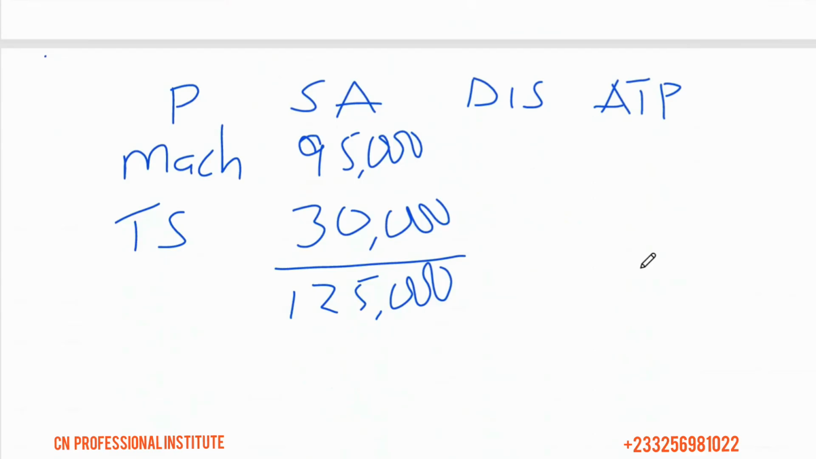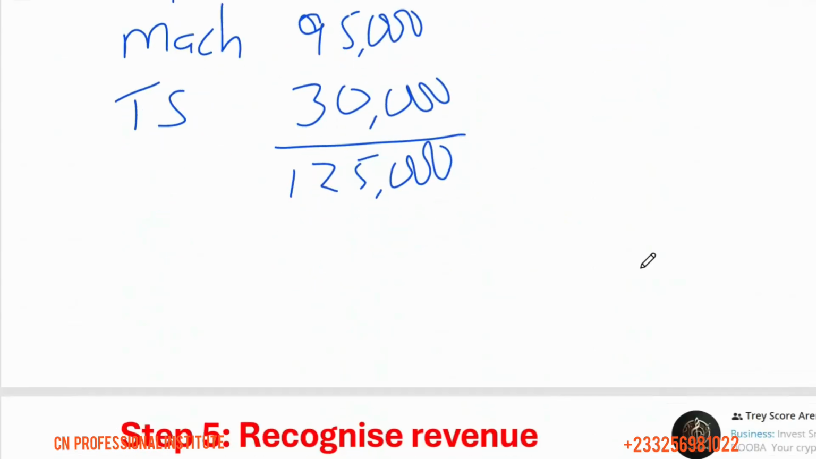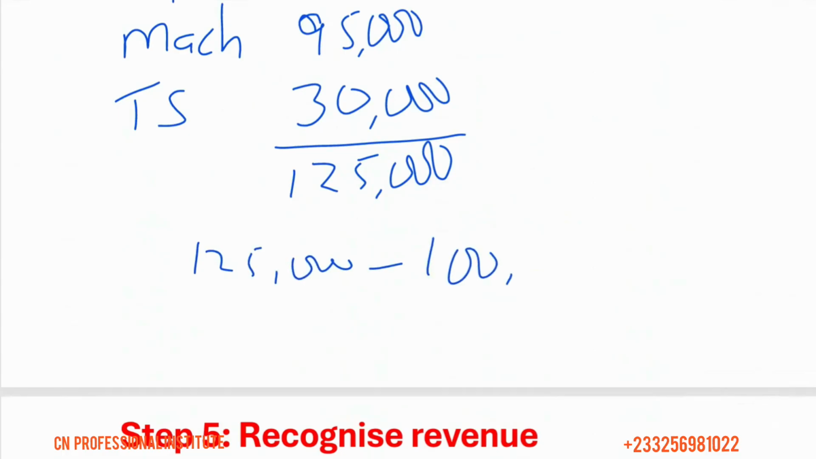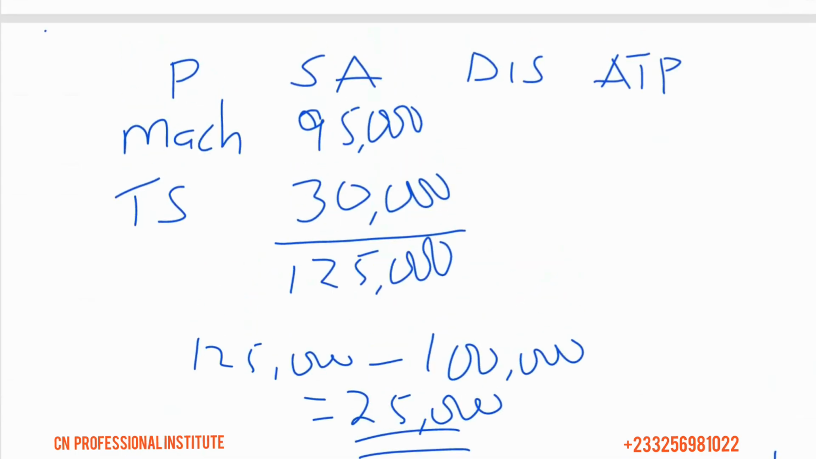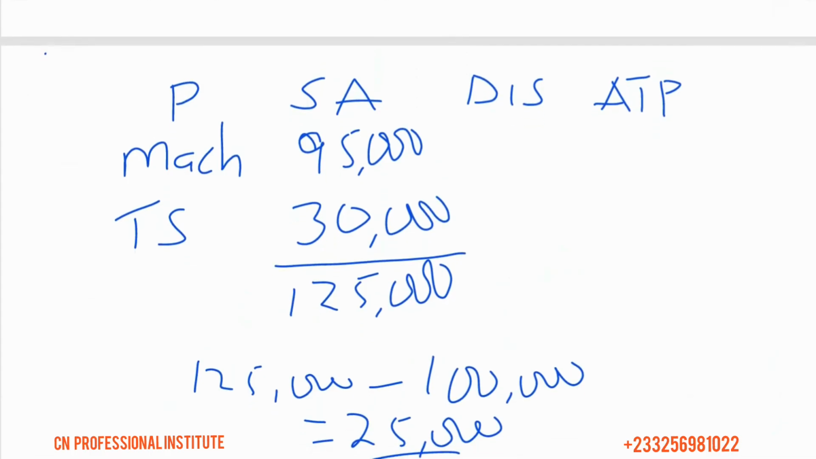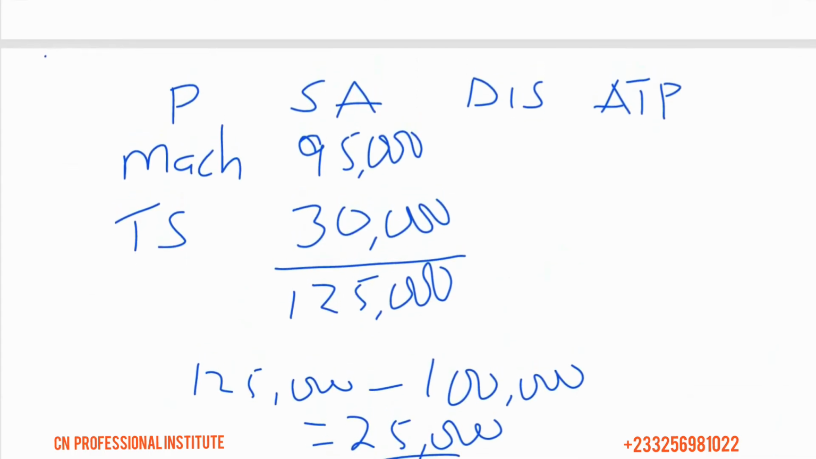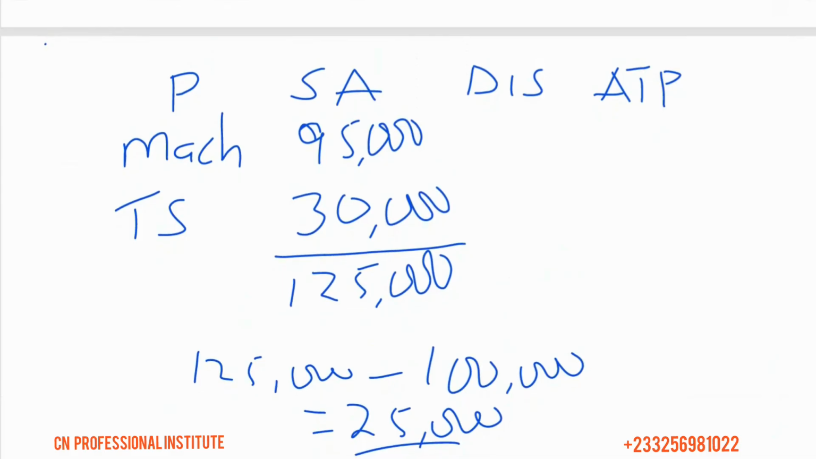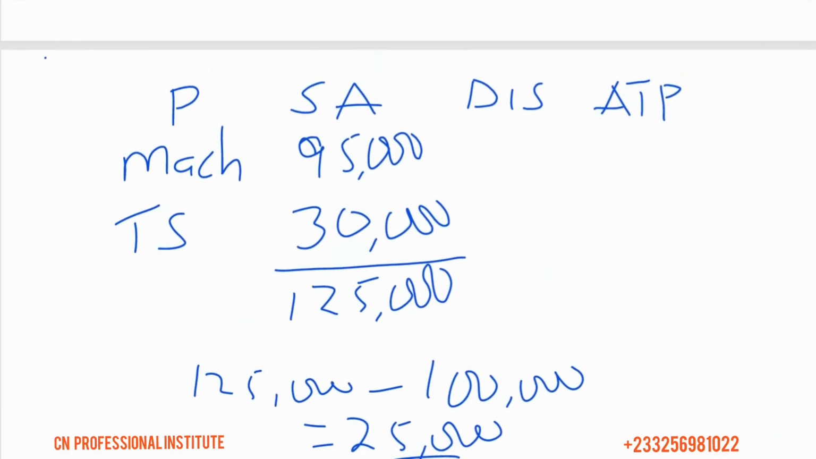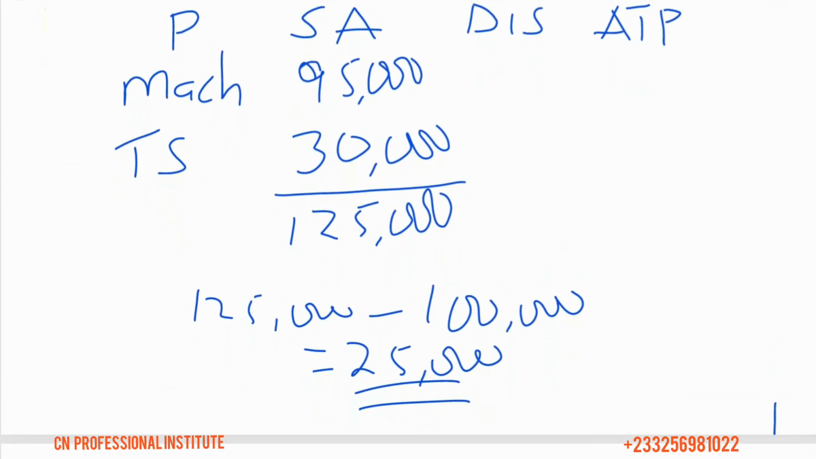So we see when you compare the sum of the standalone selling prices, 125,000, with the transaction price, 100,000, we have a discount of 25,000. Are you following? So in this case, we have a discount. But here we are not allocating the discount, we are allocating the transaction price. Now, how do we allocate the transaction price?